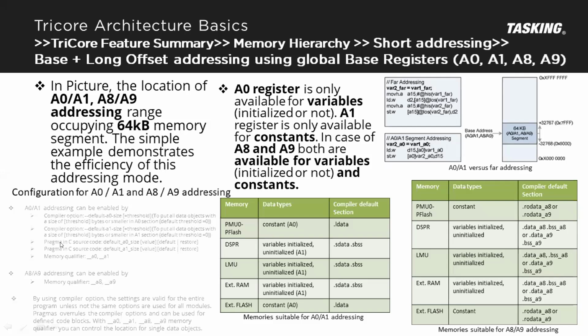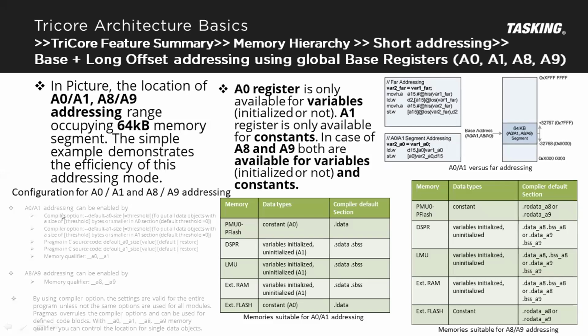And you could as well use the pragmas in this case. So you could use the pragma default A0 size, and you could use the second one for the A1 address register, that pragma called default A1 size. Or you could use for single objects __A0 or __A1. So this is as well only for single objects.